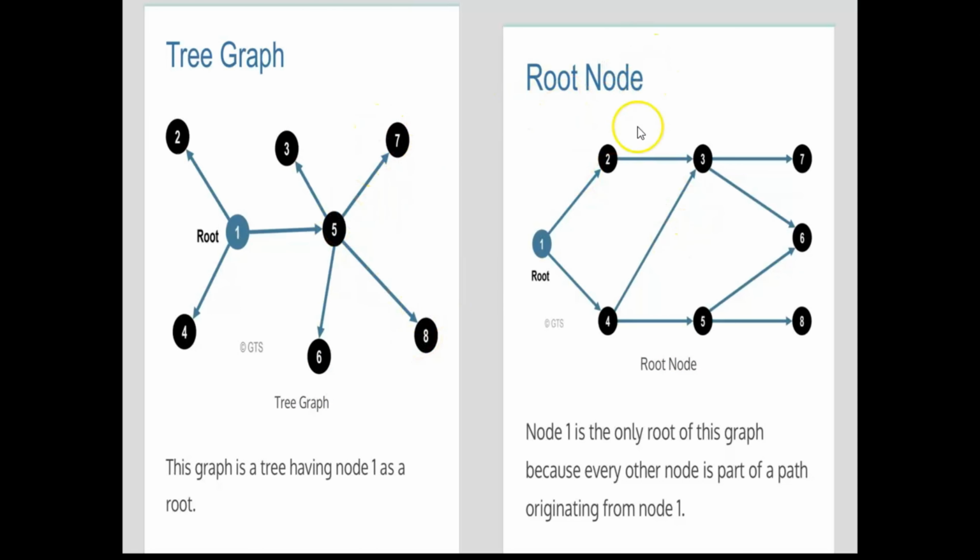Then we have the root node, just something that I explained earlier. This is the root. This is giving birth to this, and this to this, this to this, and this to this, like that. Node 1 is the only root of this graph because every other node is part of a path originated from node 1. So when we have a node that is the originating node, it is what we call a root node.